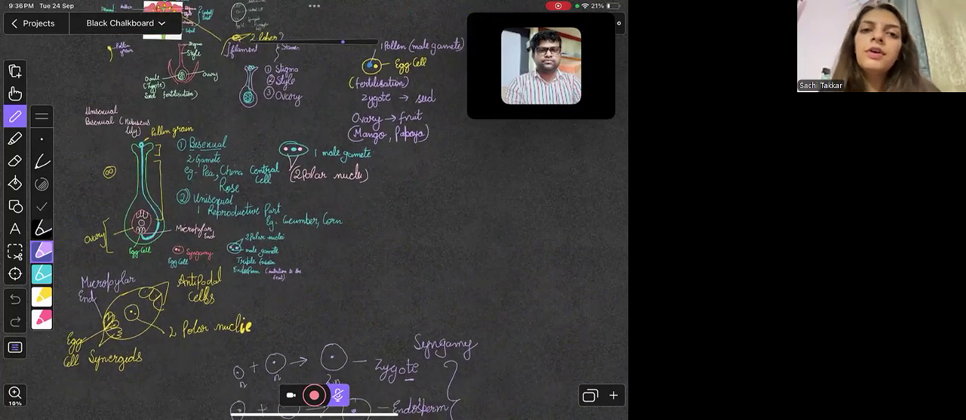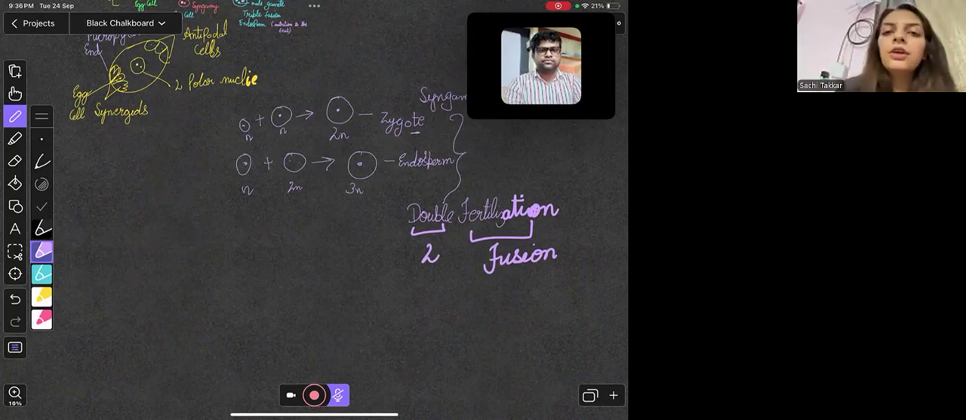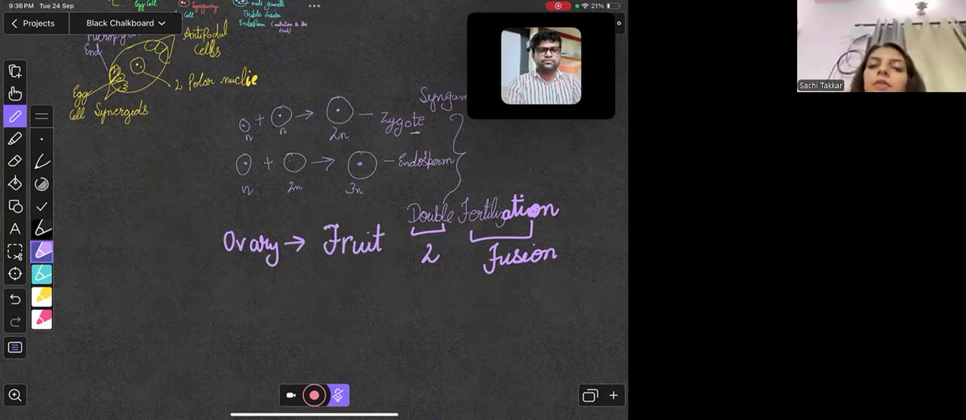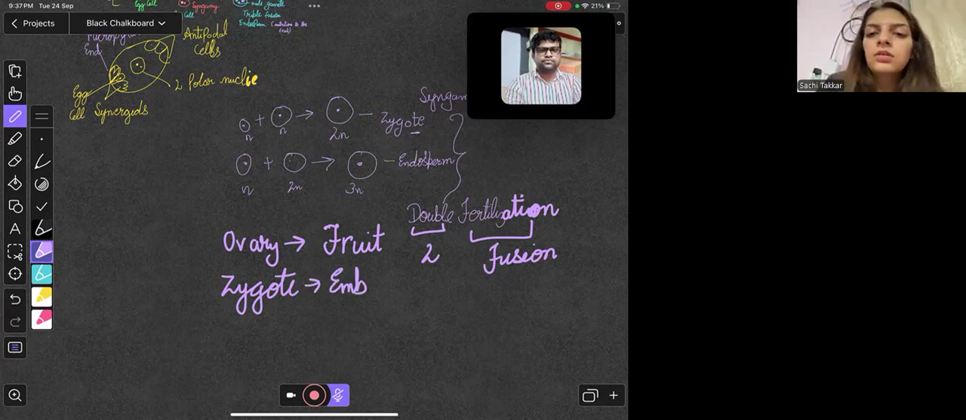The post-fertilization events: the zygote will convert into the embryo and then seed, and the ovary will convert into fruit. The whole structure where the double fertilization takes place, the ovary, will convert into fruit, and the zygote will convert into embryo, and then it will form seed.